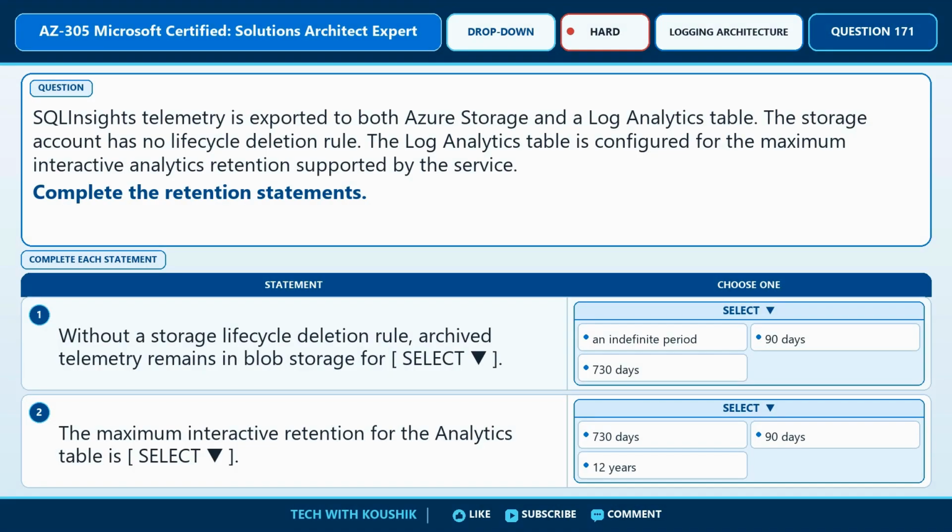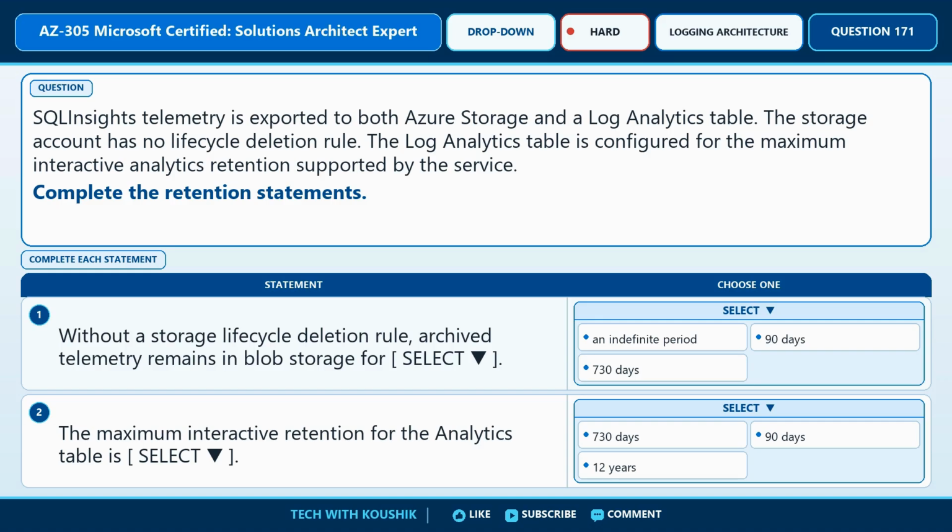Question number 171. We are moving to logging architecture. SQL Insights telemetry is exported to both Azure Storage and a log analytics table. The storage account has no lifecycle deletion rule. The log analytics table is configured for the maximum interactive analytics retention supported by the service.